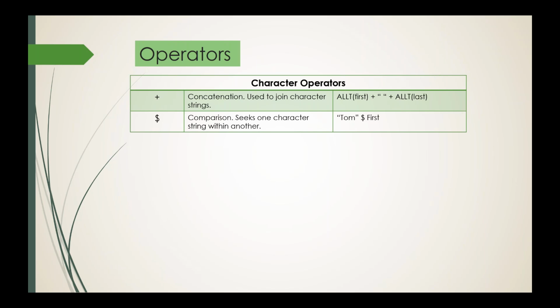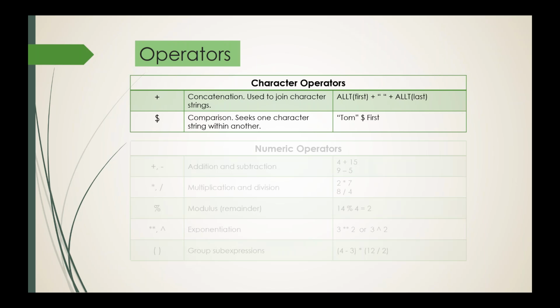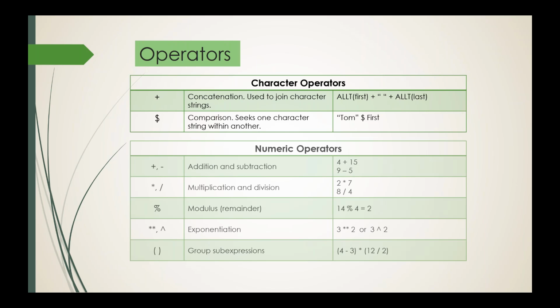Next we have comparison. The dollar sign is going to be used as a comparison character in a character string. Basically we have a single character string, and it's going to seek that character string within whatever follows it. So what this example is saying is: is Tom found in first? If Tom is found in first, that's going to return true. If it's not found in first, it's going to return false.